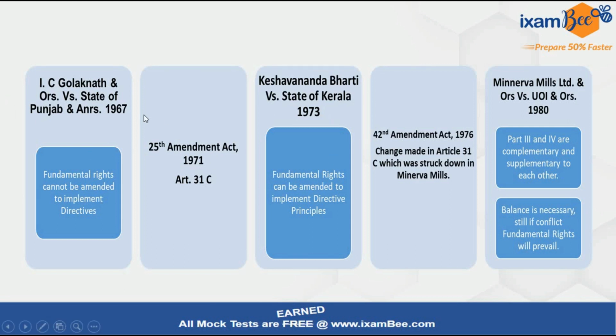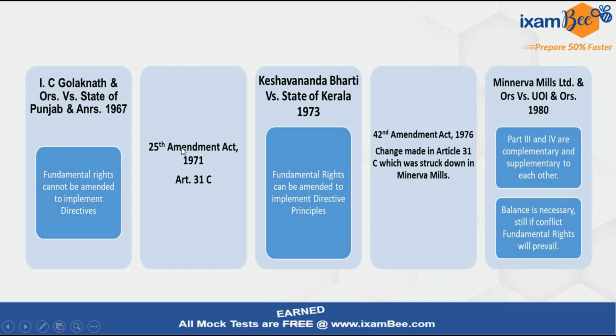You will first see I.C. Golaknath and others versus State of Punjab and another, 1967 case. In that case, the Supreme Court held that fundamental rights cannot be amended. If you want to implement directives, you cannot amend fundamental rights for that. So fundamental rights were given supremacy. Then what did the Parliament do? Parliament did not get what they wanted in the judgments, so they amended the Constitution. That power is there with the Parliament.